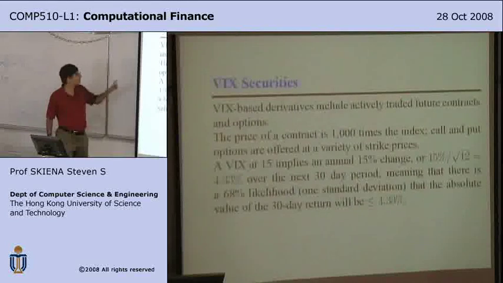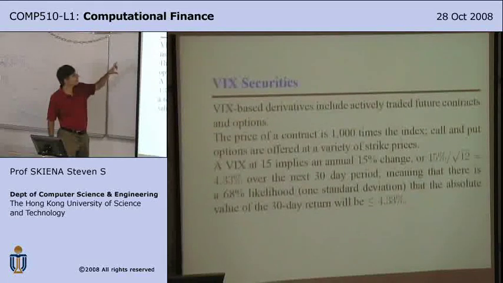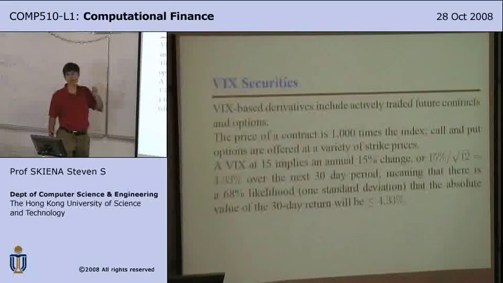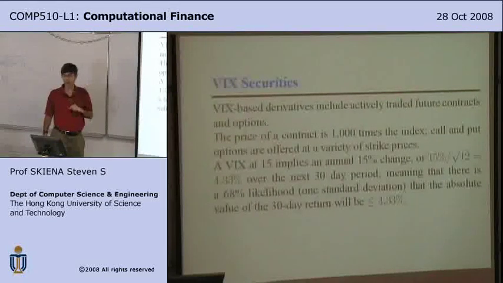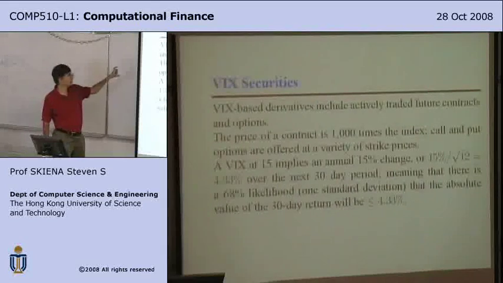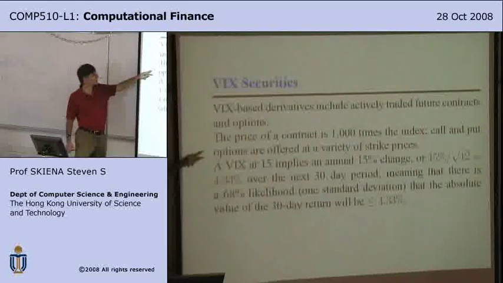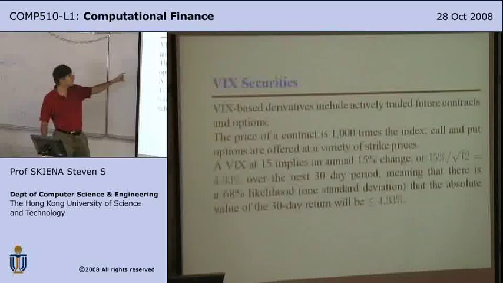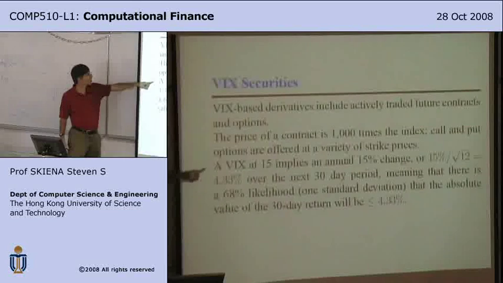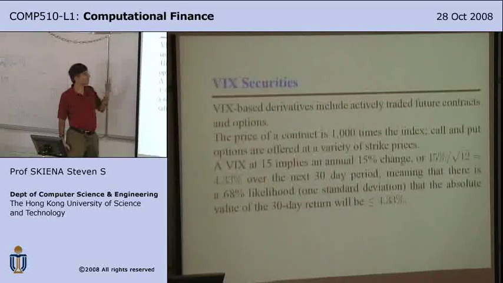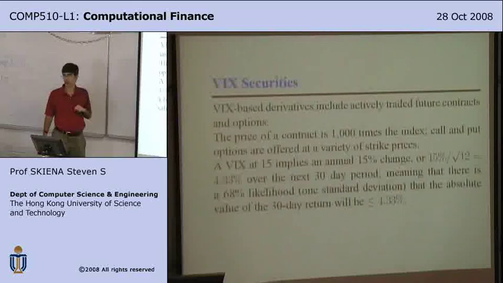One thing that's interesting is that the Chicago Board Options Exchange has contracts where you can actually trade on the value of the VIX index. So you can buy a contract for 1,000 times the cost of this index. Just like any other option, there are put and call options available for VIX at many different strike prices. We interpret a VIX of 15 as implying a 15% annual change.